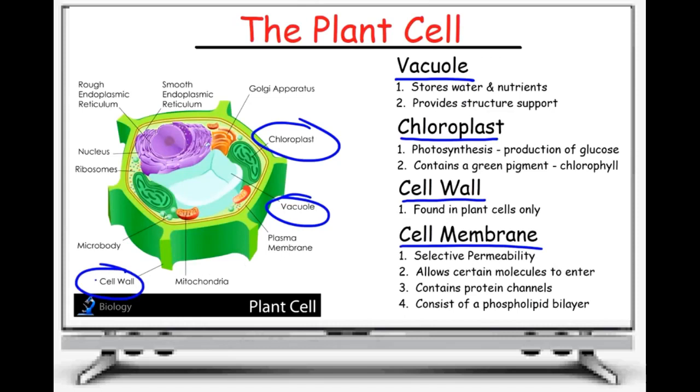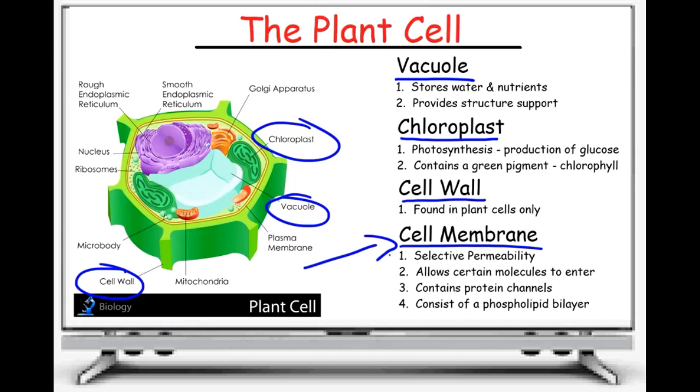Now, both the animal cell and the plant cell contain a cell membrane. The cell membrane consists of a phospholipid bilayer, and it has a property known as selective permeability, which means that it allows some things to enter while preventing the passage of other things from coming into the cell. And it has these protein channels.